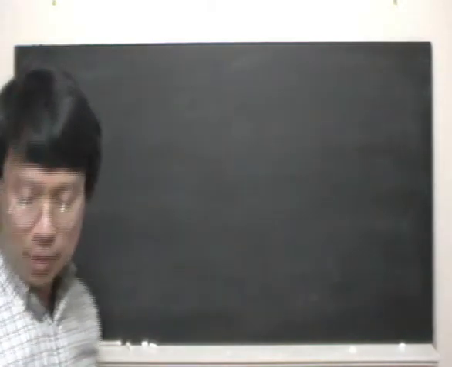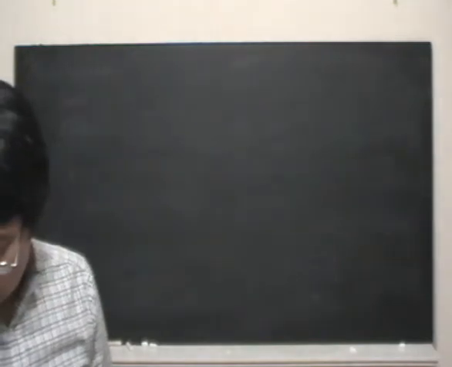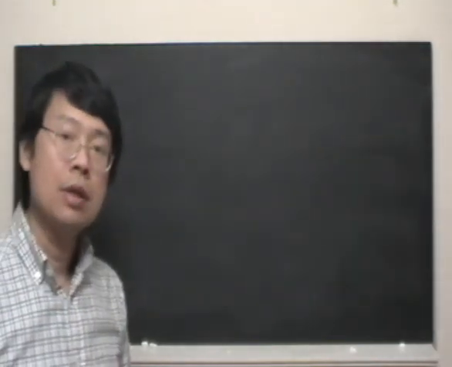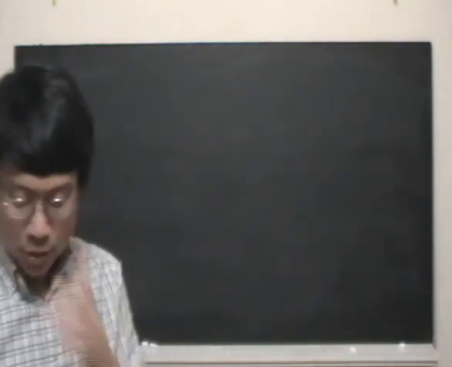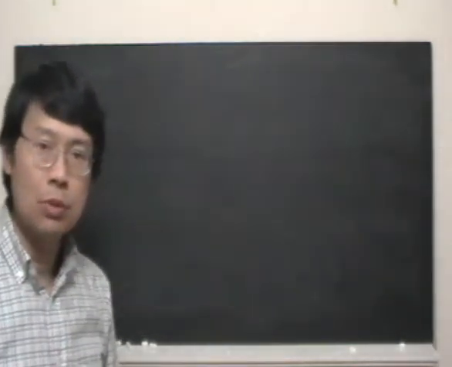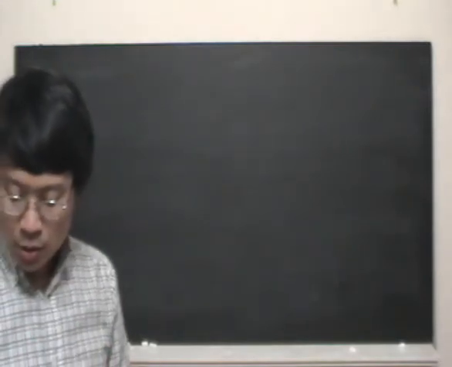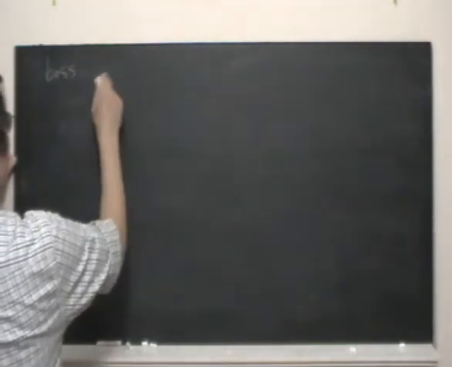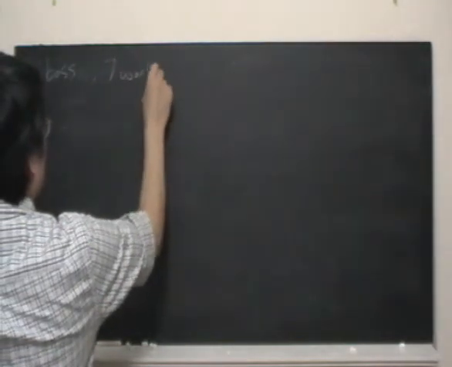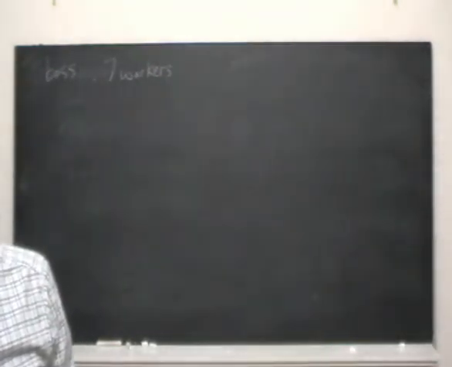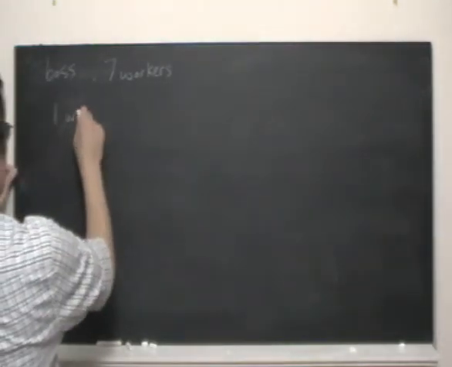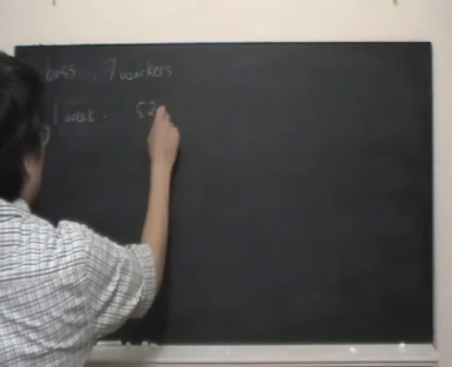Right, let's look at another example. There is a man who is the boss of a company. He has 7 people working for him. So these are the 7 workers. Right, so we have a boss, and we have 7 workers. So together they earn, in 1 week, $520.